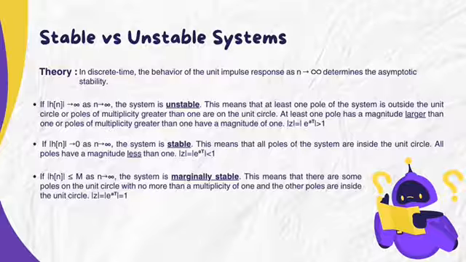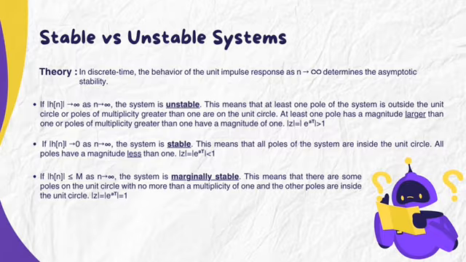If h(n) tends to 0 as n tends to infinity, the system is stable. This means that all poles of the system are inside the unit circle. All poles have a magnitude less than 1. The magnitude of z equals the magnitude of e to the power of a times t is less than 1.